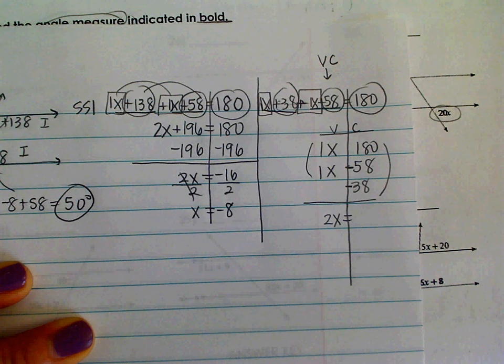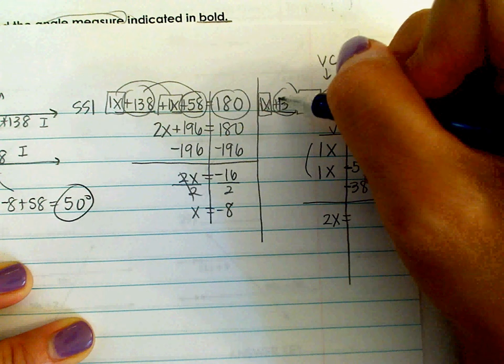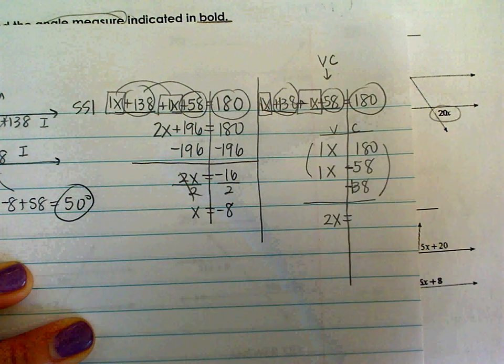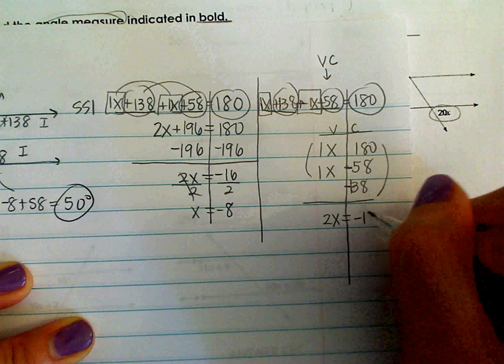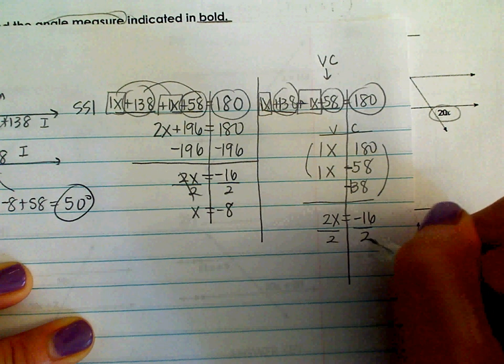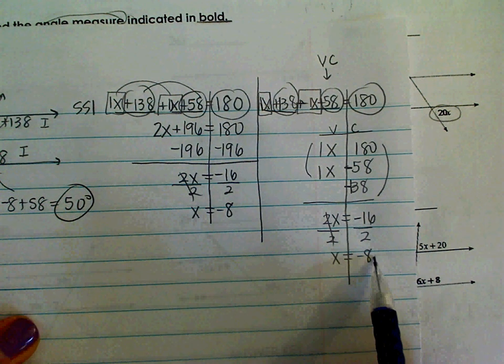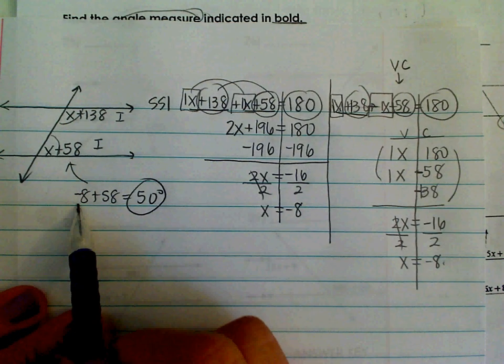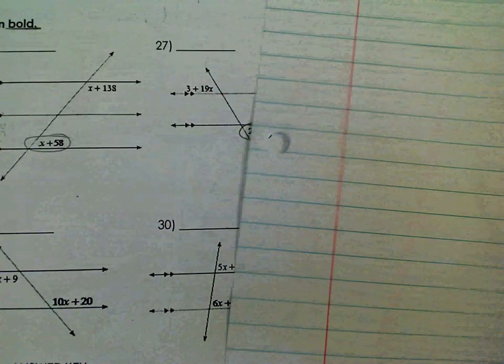Something doesn't look right. Oh, there's a 138 here. Okay. And then, yeah, that looks right. So then this becomes negative 16. Divide, x equals negative 8. And then you take that negative 8 and plug it in here, and then you get 50 degrees. Almost made too many mistakes there again.